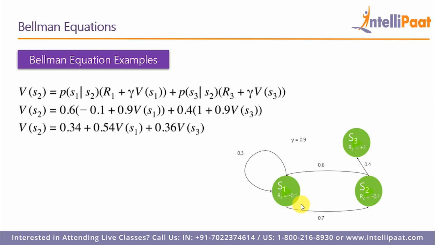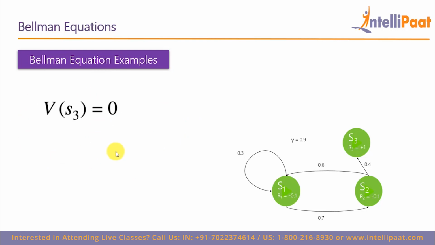So now let's calculate the same for S2. If we calculate the state value function using the Bellman equation for the S2 state, you will get this equation, where this term will be the transition to state S1 and this term will be the transition to state S3. And if you calculate the state value function for the state S3, it will be 0 because we are not transitioning to any other state from S3.